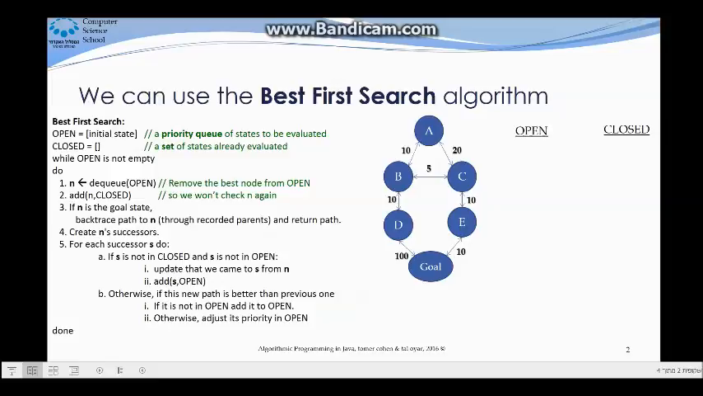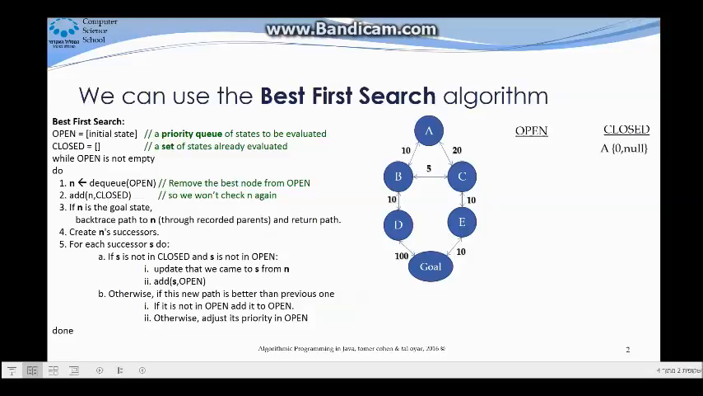Let's go over the pseudocode of the BFS algorithm. Let open be a priority queue of states that need to be evaluated, and let close be a hash map of states that have already been evaluated. So, while open is not empty, we'll remove the best node from it. Let's call it n. Then add n to the close list, so we won't check it again. If n is our goal state, we'll return the backtrace path from the start state to n.